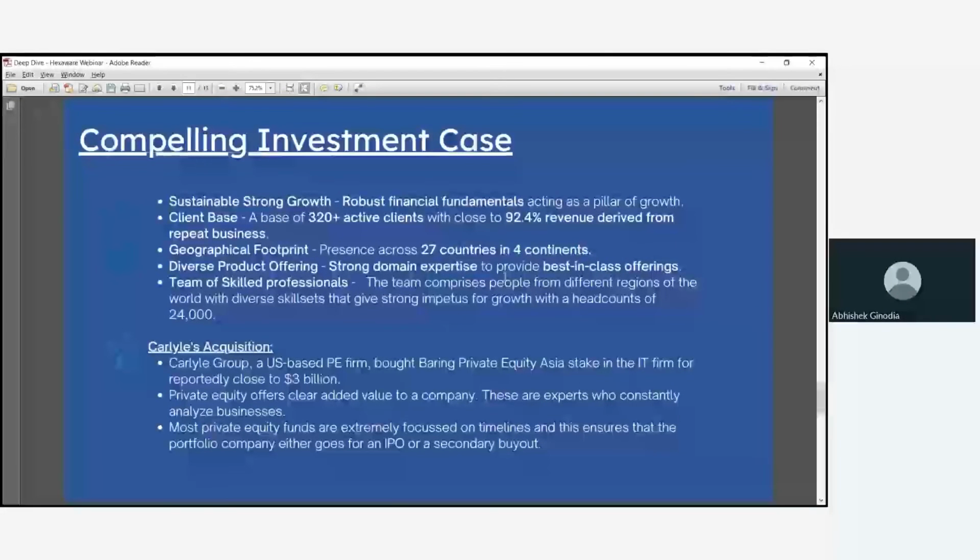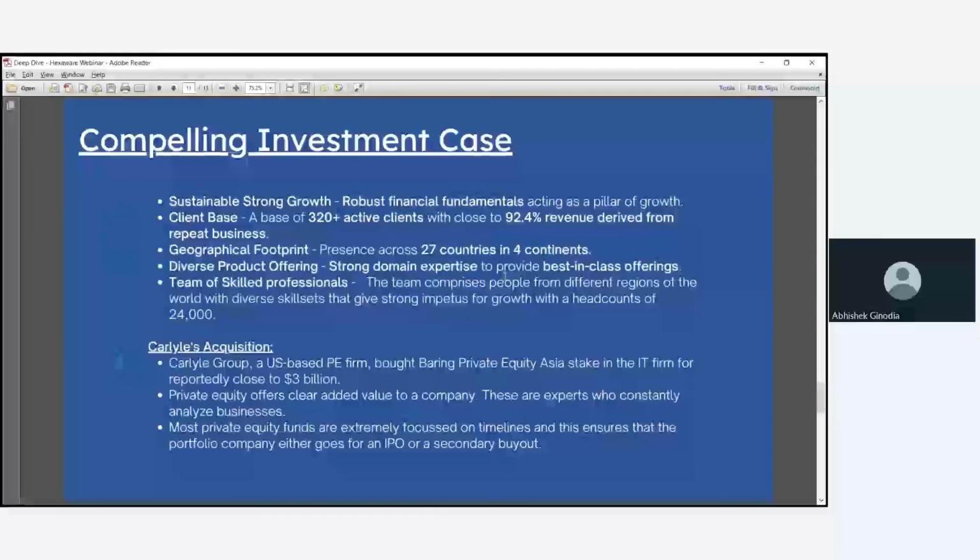And even right now, we are actually able to get access to Hexaware at a valuation which is even lower than what Carlyle had bought the entire company from Bearings 2 years ago at. So I think that this is why we think Hexaware makes a compelling case to look at it a little more deeply.